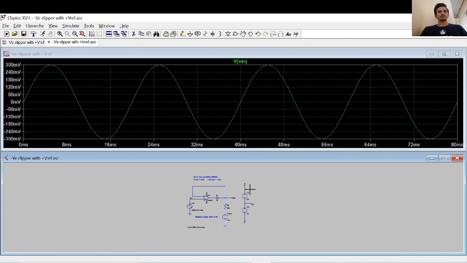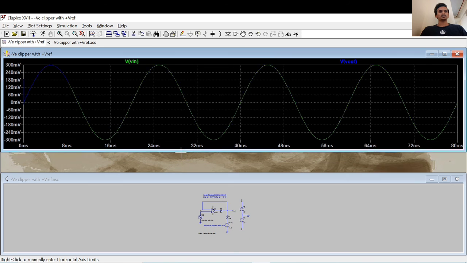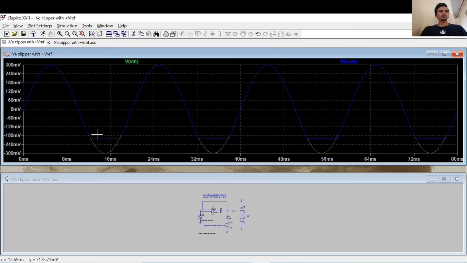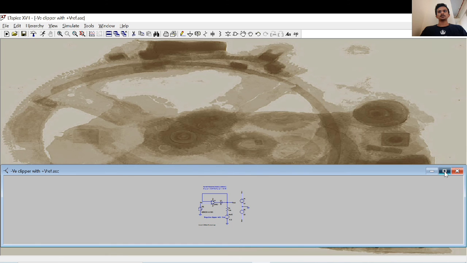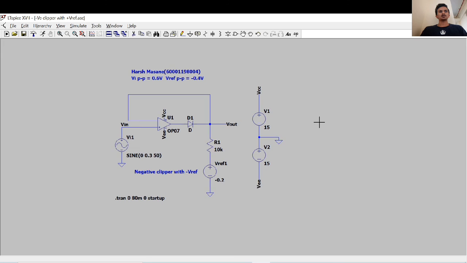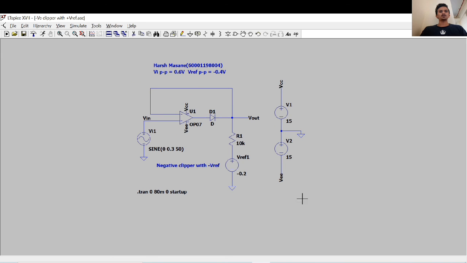So here is the input signal. As you can see, when I make the Vref negative, only the minus 0.2 volts to 0.3 volts gets clipped at the negative part, and I get the output from plus 0.3 volts to minus 0.3 volts. So in this fashion, we can also use the precision diode to generate the positive and negative clipper.